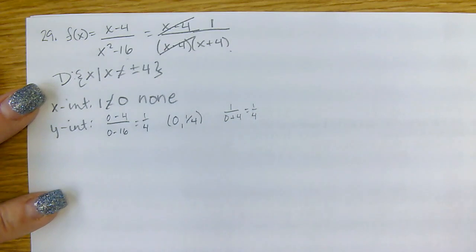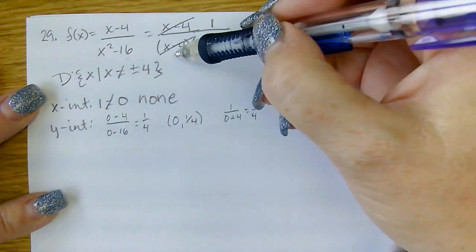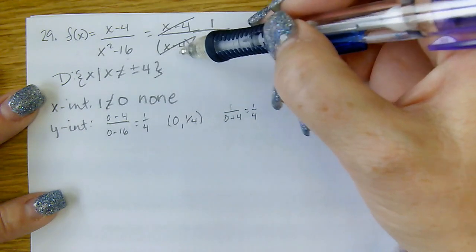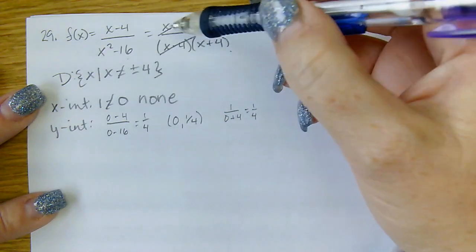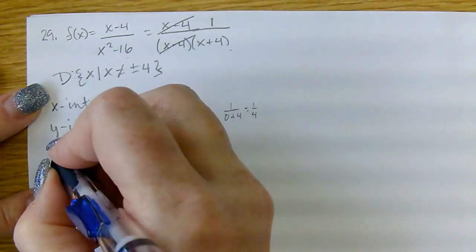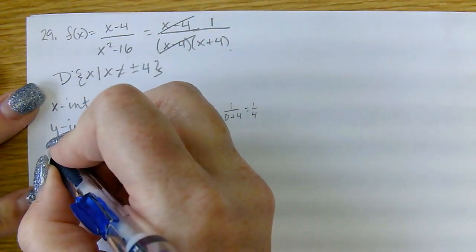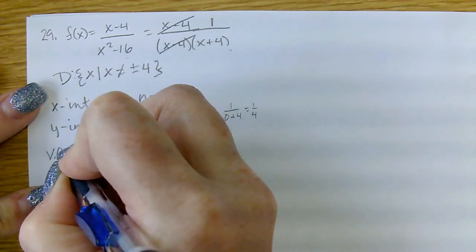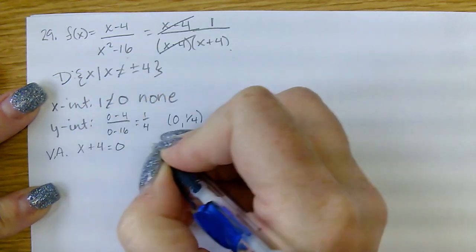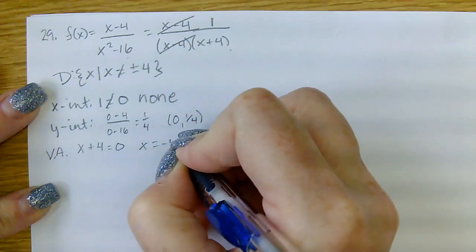The reason why I think it's easier to go back to the original: if I had multiple quantities in the numerator or denominator, then I'd have to multiply them together, and I just don't want to have to mess with that. Okay, and then I've got the vertical asymptote. Vertical asymptote is reduced denominator equal to 0. So my vertical asymptote is at negative 4.